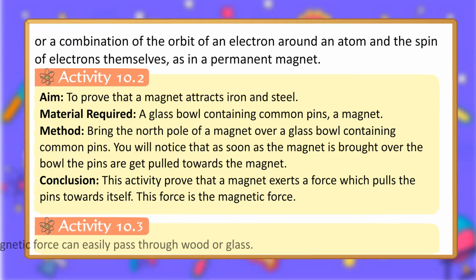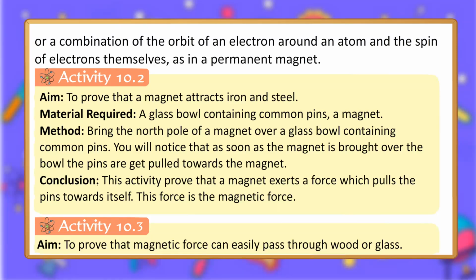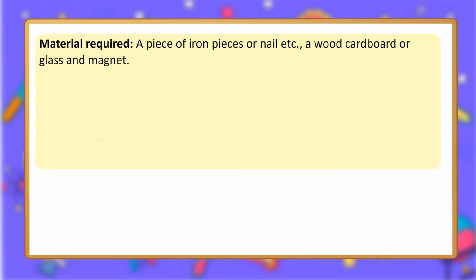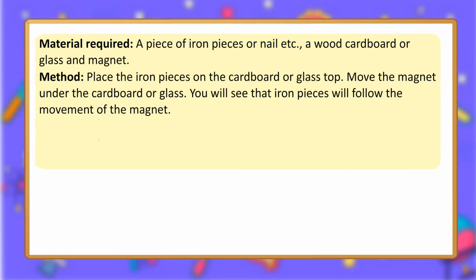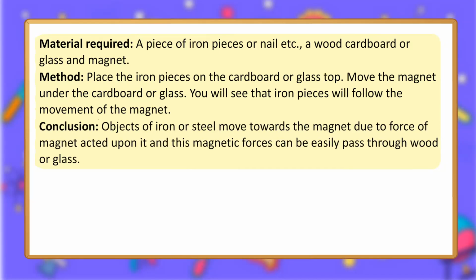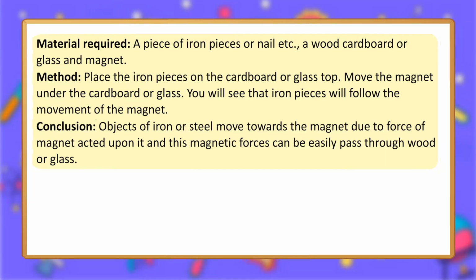Activity 10.3. Aim: to prove that magnetic force can easily pass through wood or glass. Material required: a piece of iron pieces or nails, etc., a wood, cardboard or glass, and a magnet. Method: place the iron pieces on the cardboard or glass top. Move the magnet under the cardboard or glass. You will see that iron pieces will follow the movement of the magnet. Conclusion: objects of iron or steel move towards the magnet due to the force of the magnet acting upon them, and this magnetic force can be easily passed through wood or glass.